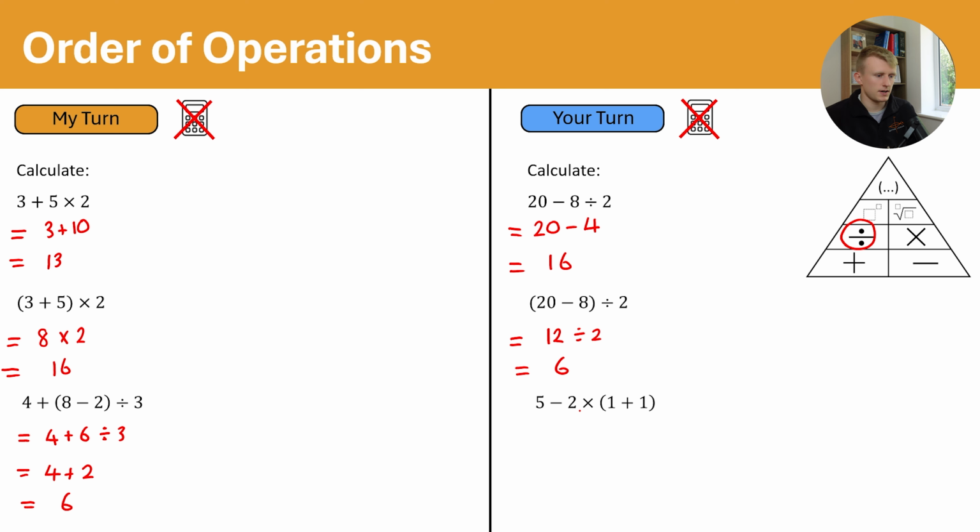The next example is 5 subtract 2 multiplied by 1 add 1. I have brackets, multiplication, and subtraction. I'll do my brackets first. So I'll do 1 add 1, which is 2. Then I need to do my multiplication.